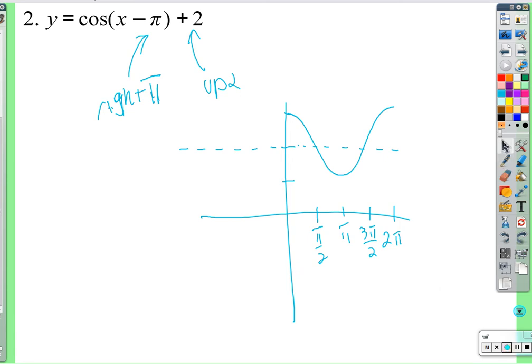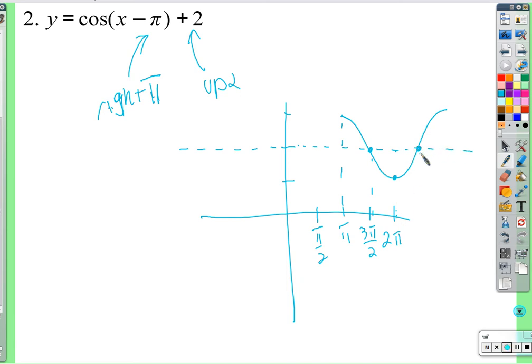So if this moves right pi, then this point that's at 0 will move over to pi. Add pi to that. Move that over to pi. Everything else moves as well. So this will be at pi. This at the midline will be at 3 pi over 2. This down here, this will be at 2 pi.